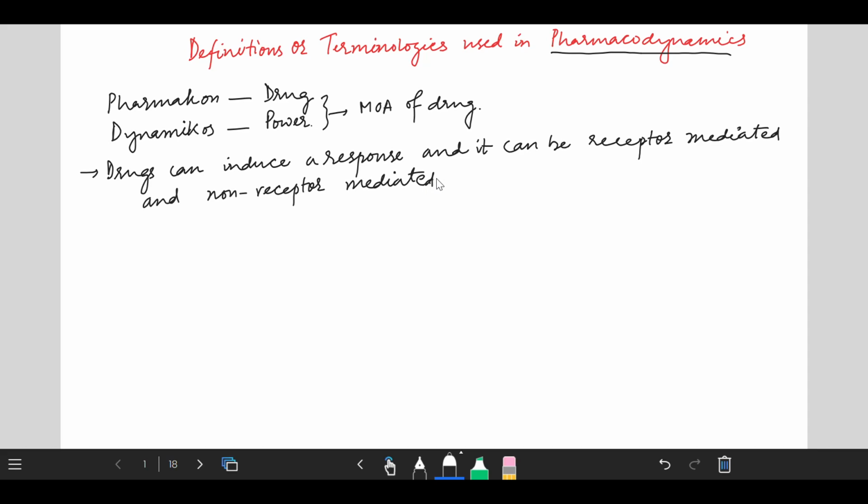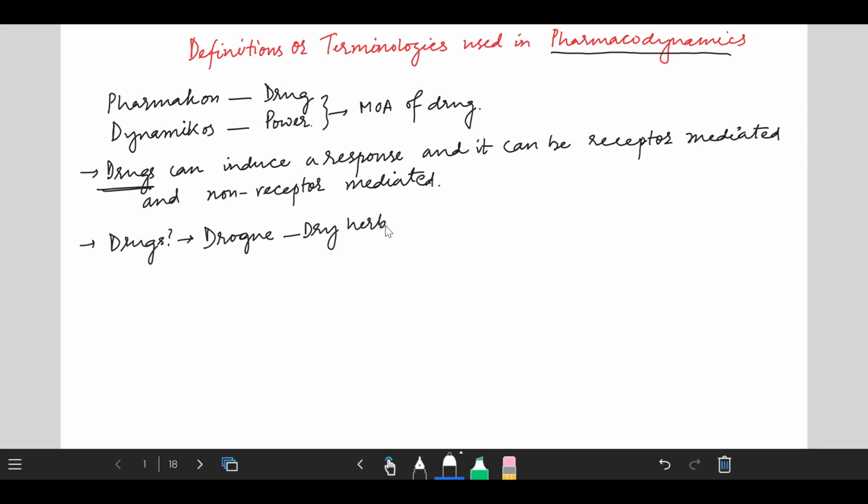So I have used the term drugs. What do you understand by drugs? It actually comes from a French word, drogue, that means dry herb.